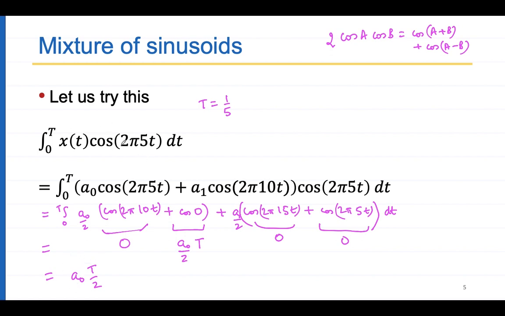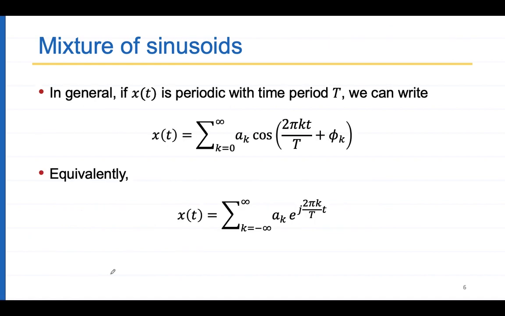Similarly, if I multiply with cos 2π10t, then the other signal will cancel out because A−B will be 0 and cos of 0 is 1. So I can estimate A1. I can get the value of A1 out. In this way, this is a useful expression. Let's see another general form.